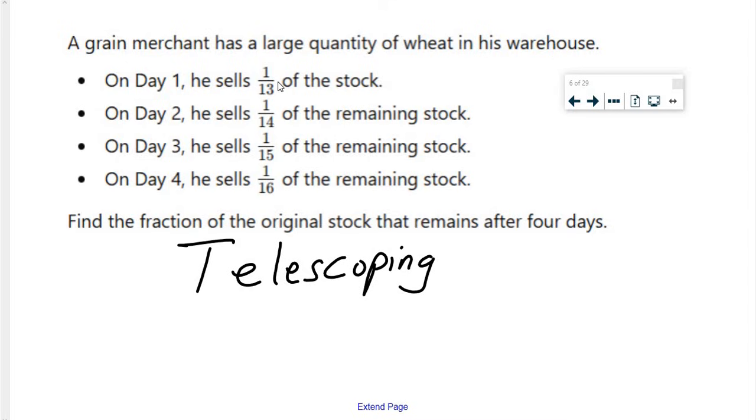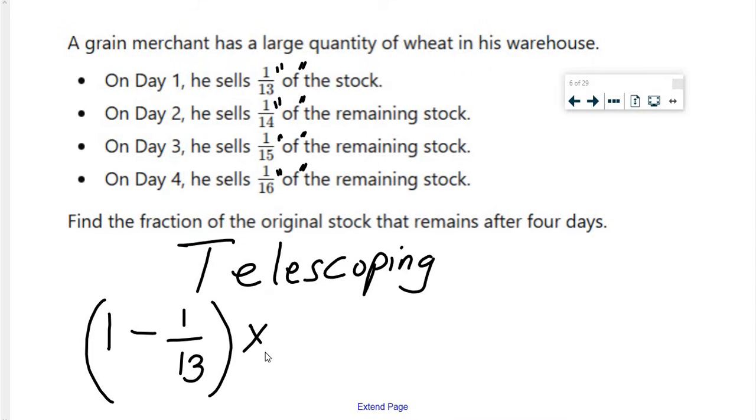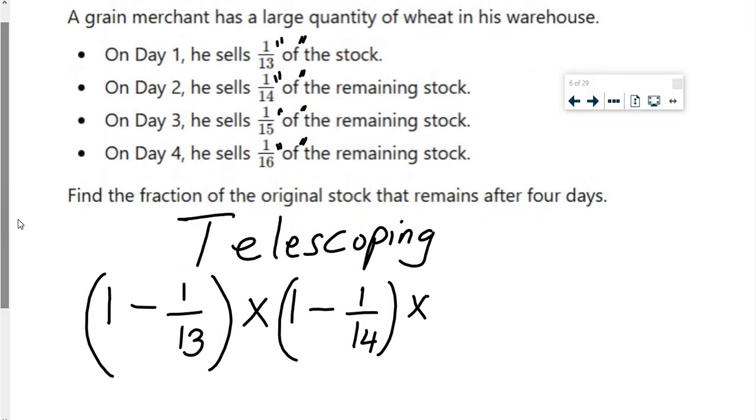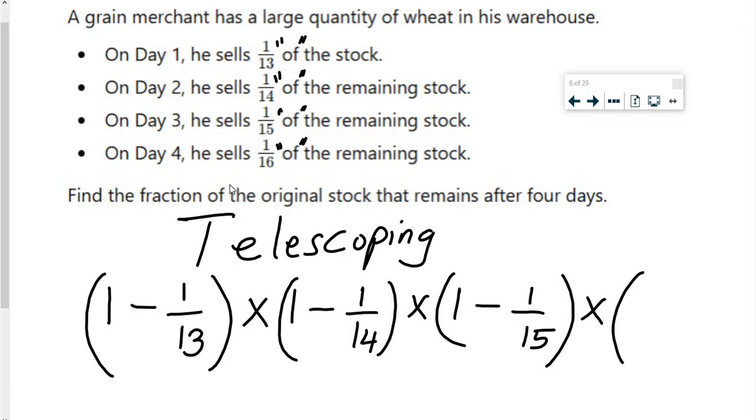Starting with the first fraction on day 1, I will write 1 minus 1 upon 13 of the remaining, and of will signal a multiplication sign. Now on day 2 it will be the same thing, 1 minus 1 upon 14, and of will mean multiplication all the way. Now on day 3 it will be the same thing, 1 minus 1 upon 15, into, on day 4 it will be the same thing, 1 minus 1 upon 16.